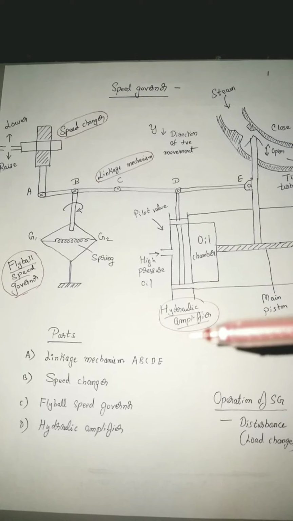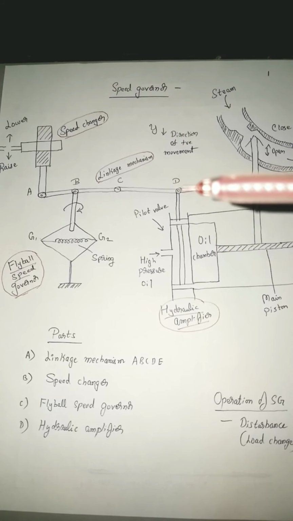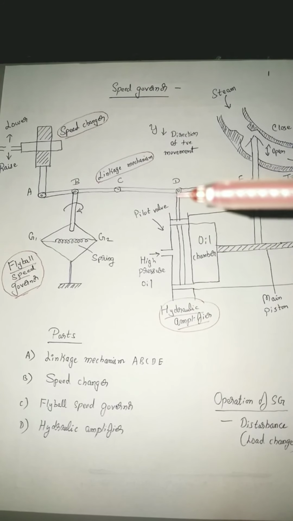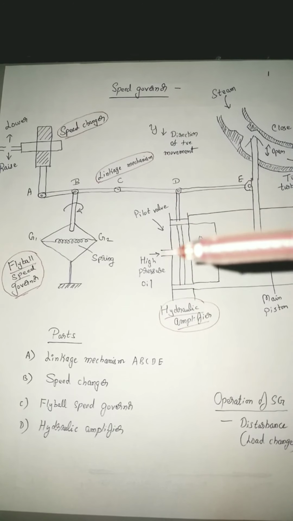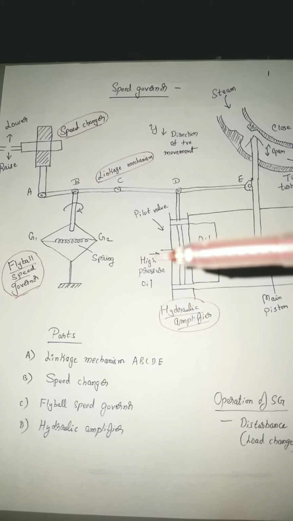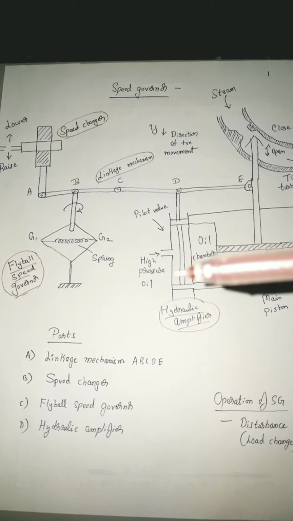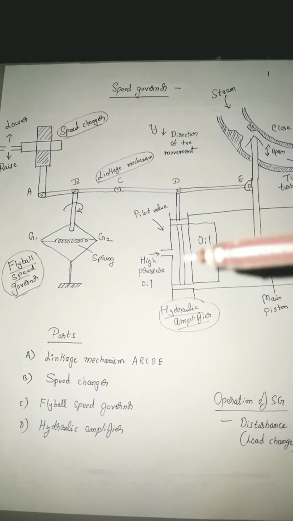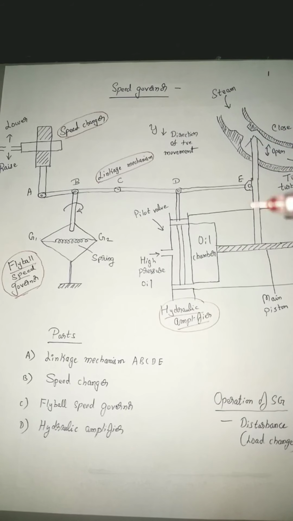So coming to hydraulic amplifier, here you can see it starts from point D. From point D, you have a pilot valve, and here you have an inlet for the high pressure oil. The high pressure oil required for this amplification will enter into this chamber through this particular point, and this is the pilot valve, and this is the oil chamber. Some excess oil sometimes will be stored in this oil chamber, and this is the main piston, which is mechanically linked to the inlet valve over here, and it is fixed at E.